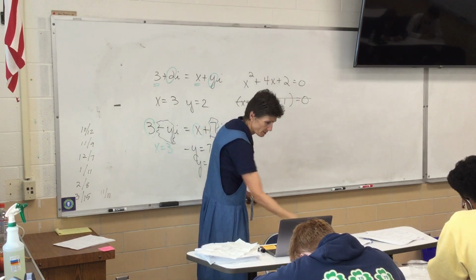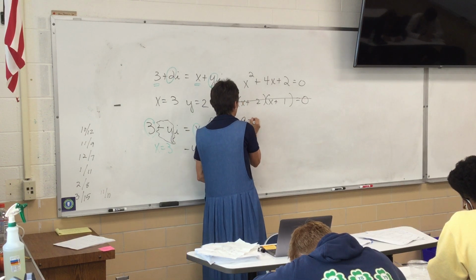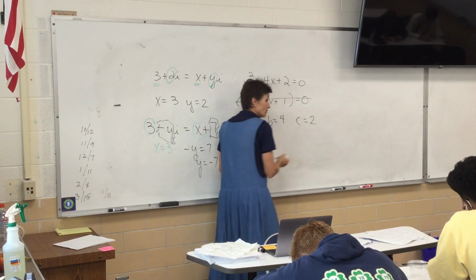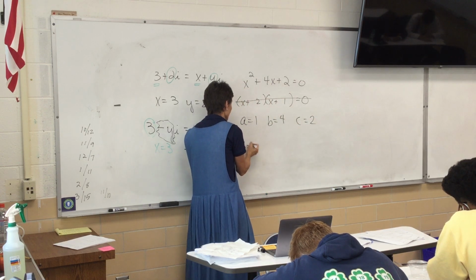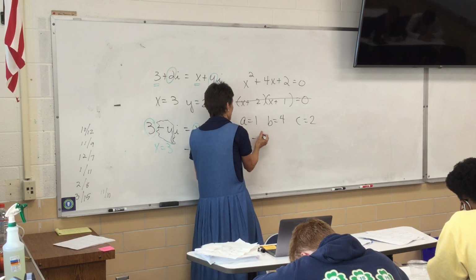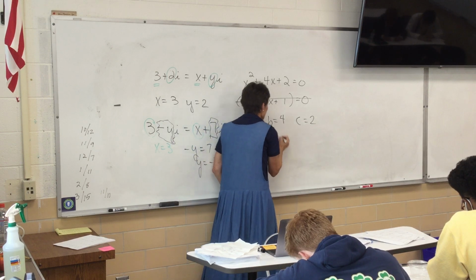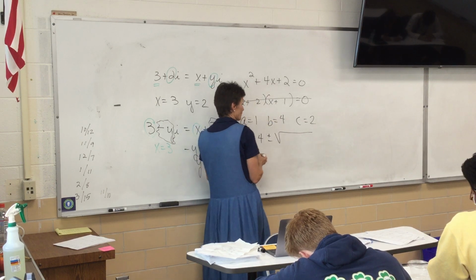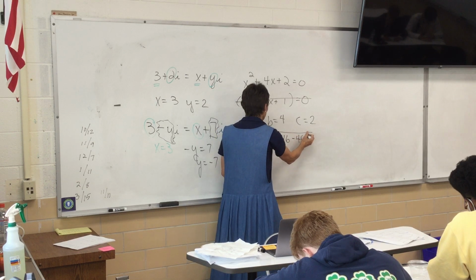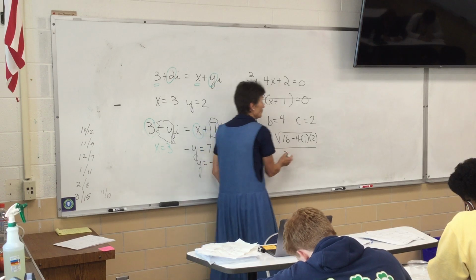a equals 1, b equals 4, and c equals 2. So here we go, review your quadratic formula. x equals negative 4 plus or minus the square root of 4 squared minus 4 times a times c, all over 2.